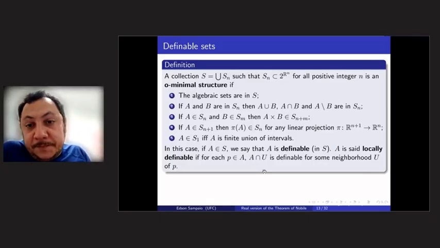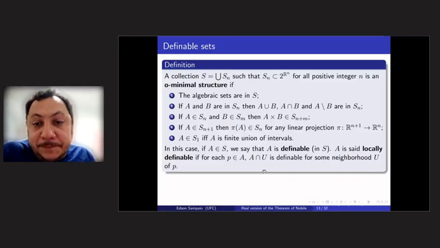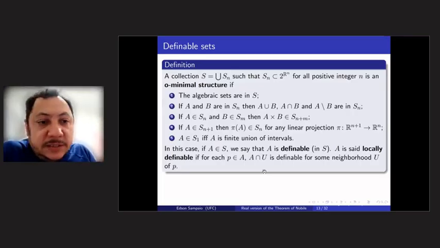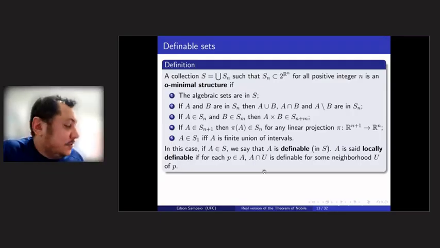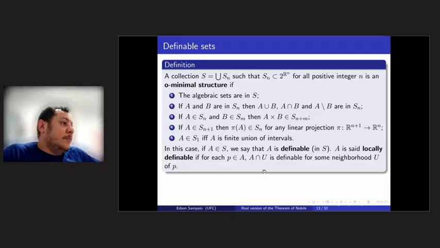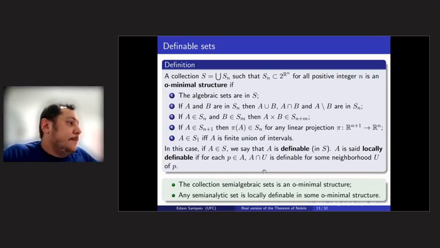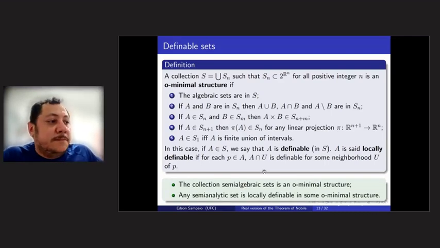There are some sets which are locally definable but are not definable. For example, the graph of the sine function, or the cosine function also. So the collection of semi-algebraic sets is the minimal structure, as I said, and any semi-analytic set is locally definable in some o-minimal structure. That's all you need to know.